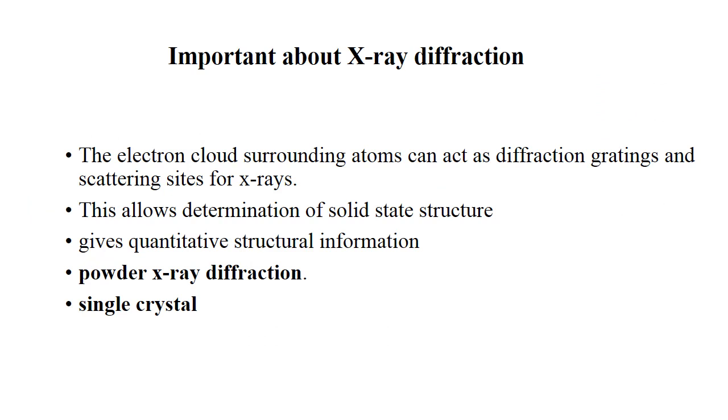Important about X-ray diffraction. The electron cloud surrounding atoms can act as diffraction gratings and scattering sites for X-rays. We have discussed this in the first lecture, that gratings can act just like a prism. When light passes through gratings or a prism, it can be separated into its component lights.